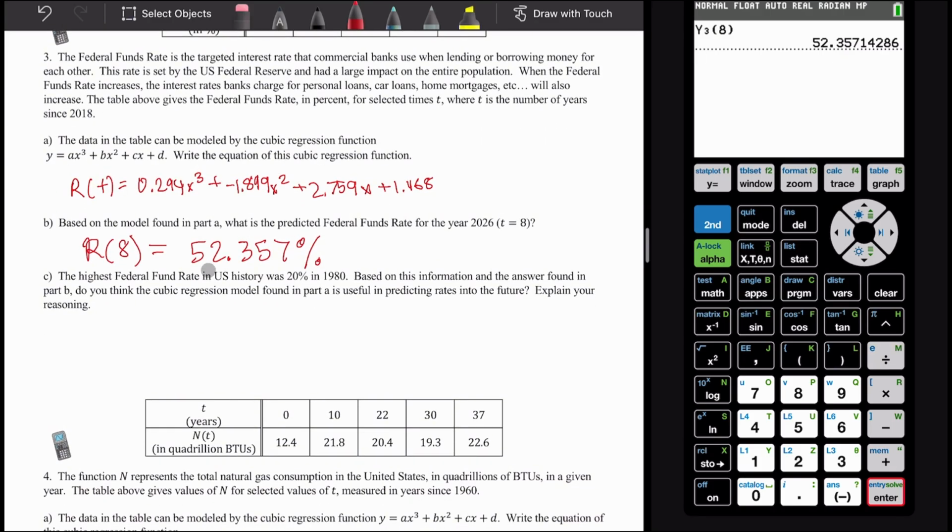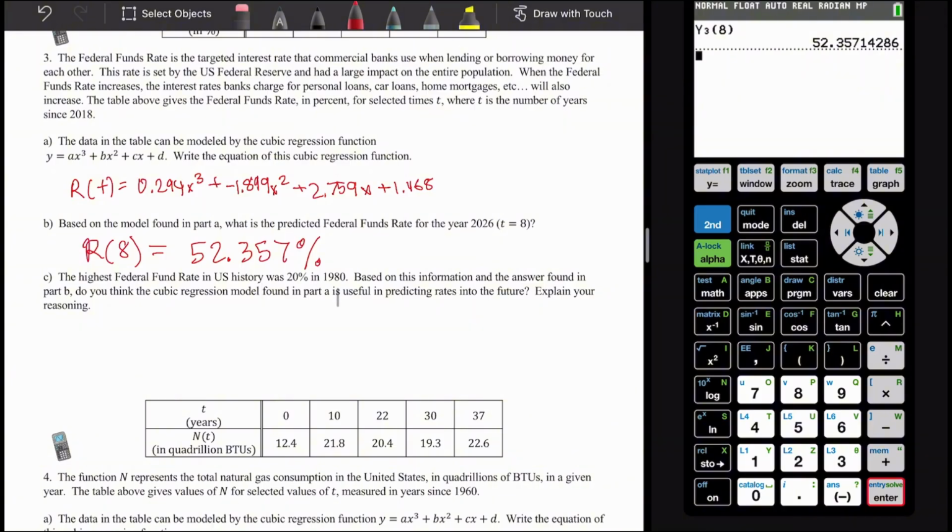And now C. The highest federal fund rate in U.S. history was 20% in 1980. Based on this information and the answer found in Part B, do you think the cubic regression model found in Part A is useful in predicting rates into the future? Explain your reasoning. So, based on the answer we got on Part B, 52%, which is what we got, was way too large. So that was our answer found in Part B for the model R(t).